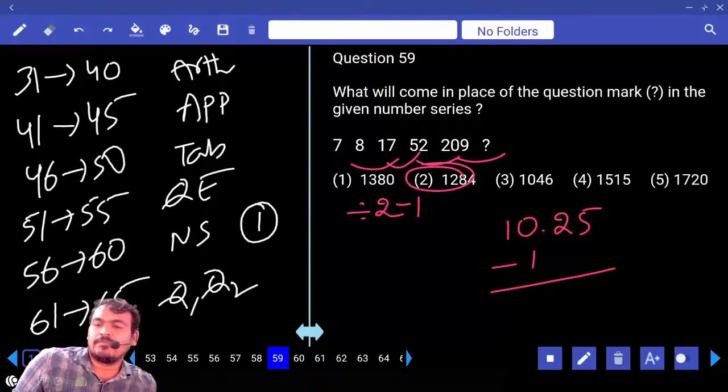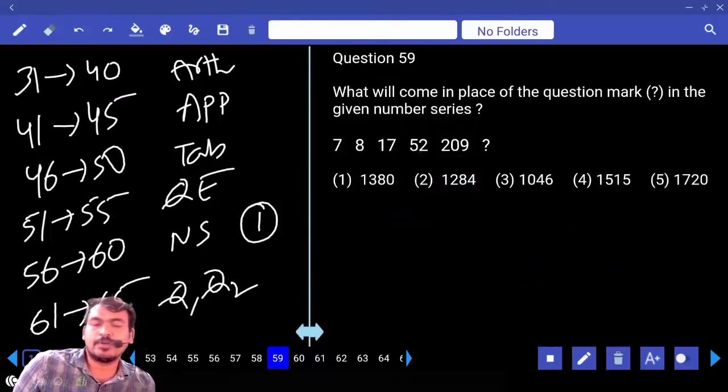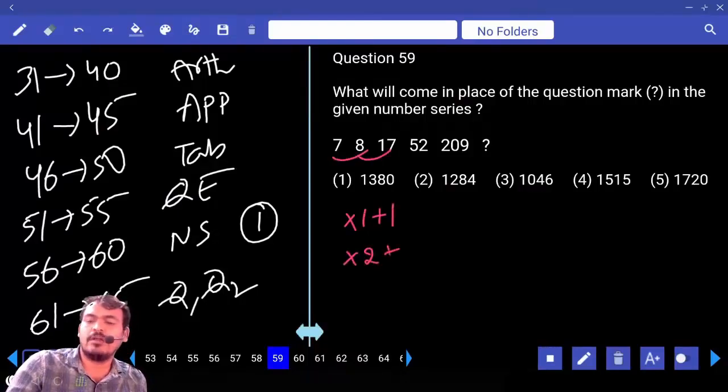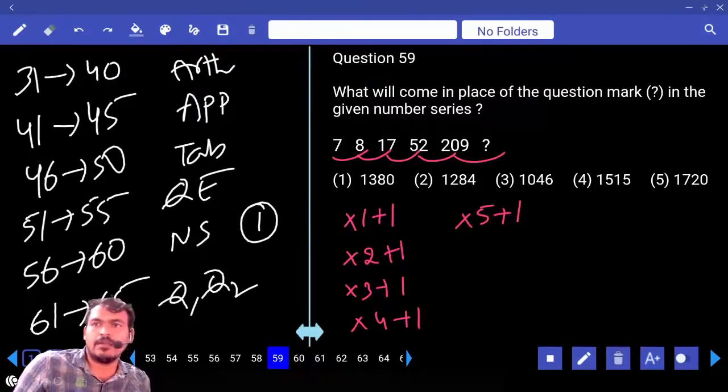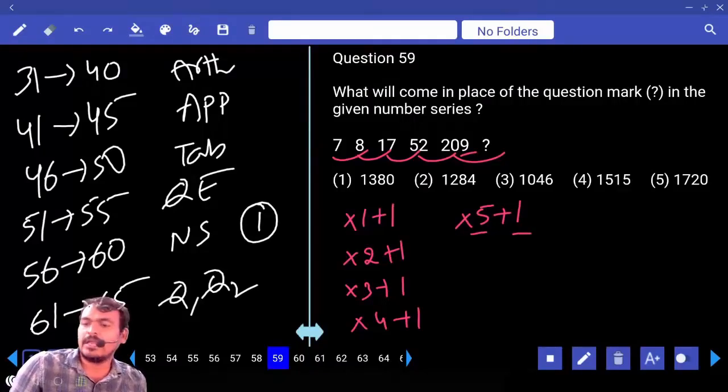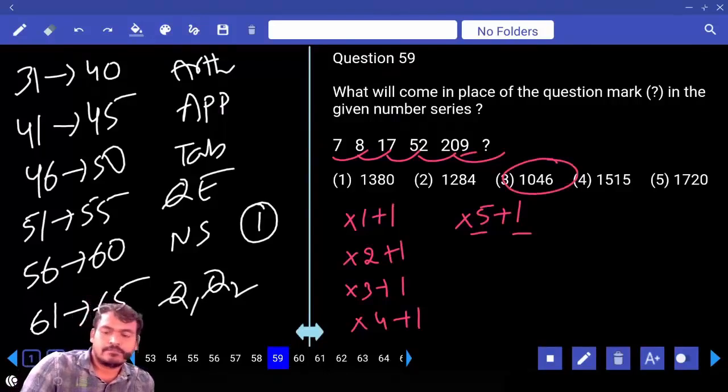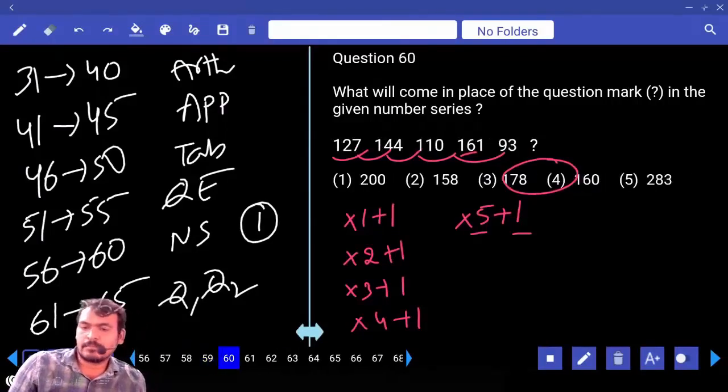Next, 59. 7, 8, 17, 52, 209. Starting with a smaller number and ending with a larger number means multiplication, right? 7, 8 is into 1 plus 1. Next, 8 to 17 is into 2 plus 1. Next, into 3 plus 1, into 4 plus 1, and obviously the next is into 5 plus 1. Verify the ending value. 9 fives are 45, plus 1 means ending with 6. How many options end with 6? Only 1.